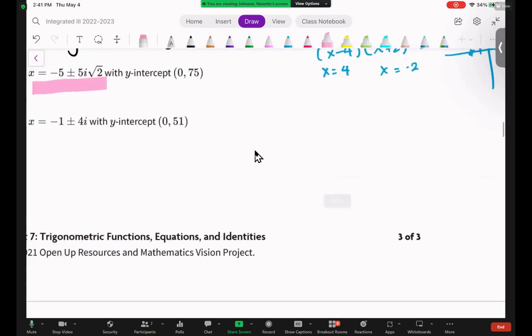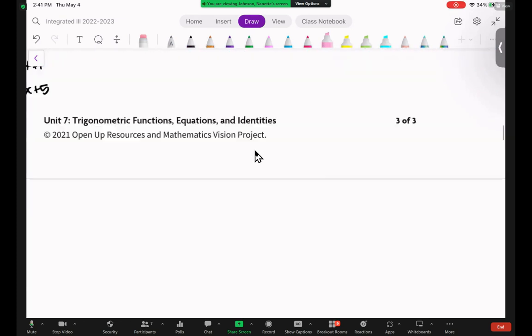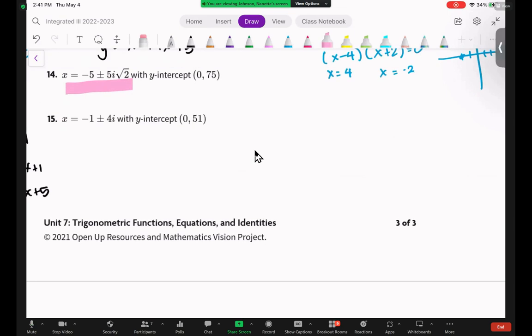I'm going to do this work down here because there's enough space. And Miss Johnson, she writes big. So you know what that means.